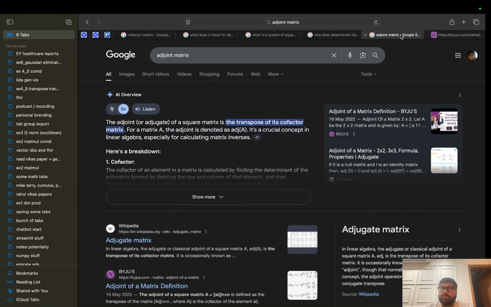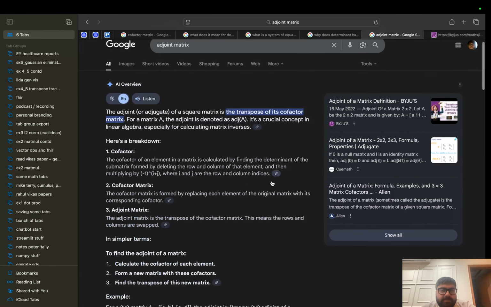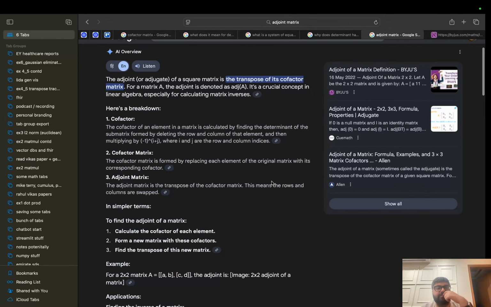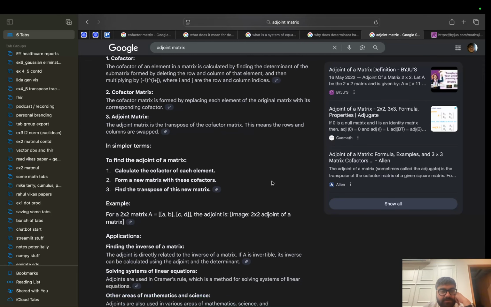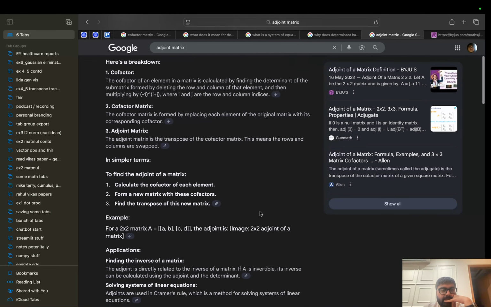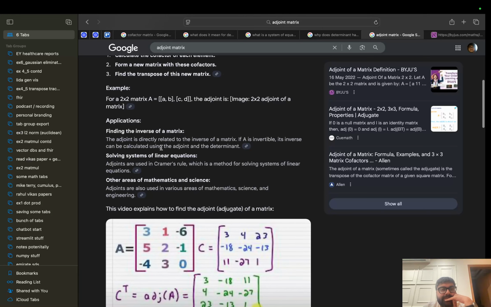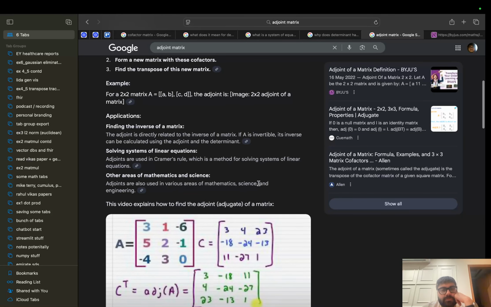So let's look up and read what this is about with the inverse matrix. In simpler terms, to find the adjoint of a matrix, calculate the... finding the inverse. The adjoint is directly related to the inverse of a matrix if A is invertible. Its inverse can be calculated using the adjoint and the determinant. Adjoints are used in Cramer's rule, which is a method for solving systems of linear equations.